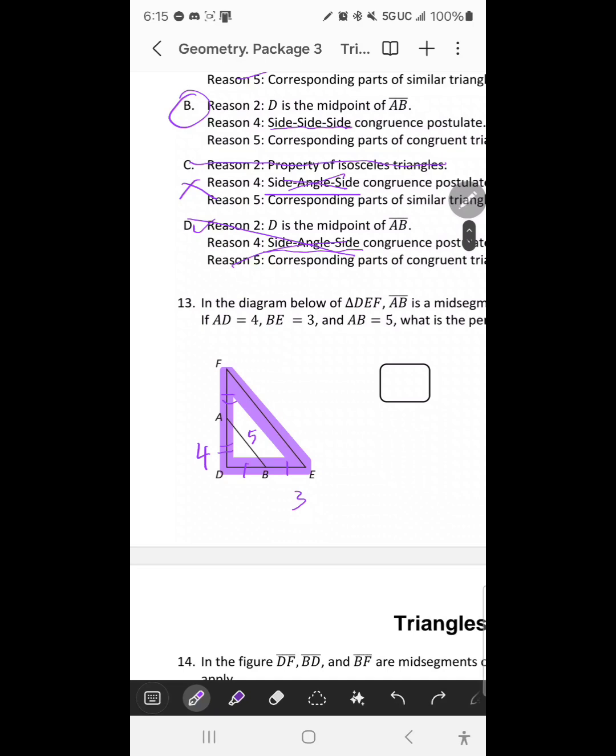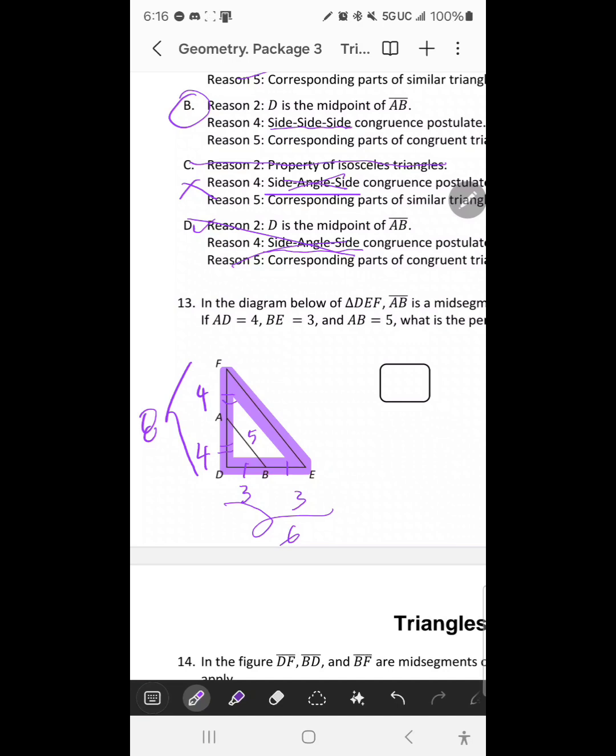So, we want the perimeter of the big triangle. We know these two sides are equal. So, if this one is 3, this also 3, this one is 4, this also 4. So, this entirely is 8. This entirely is 6.